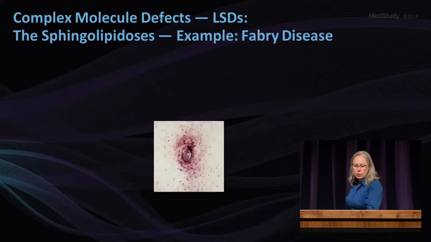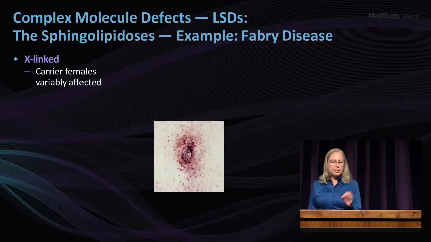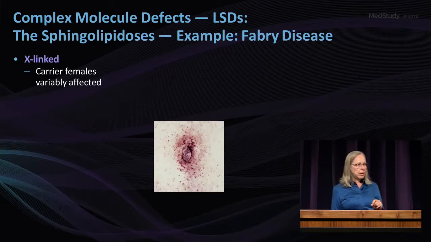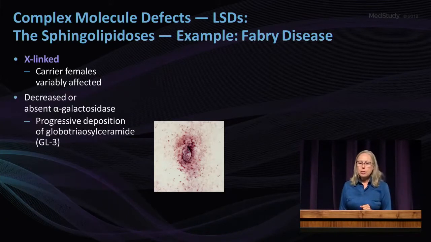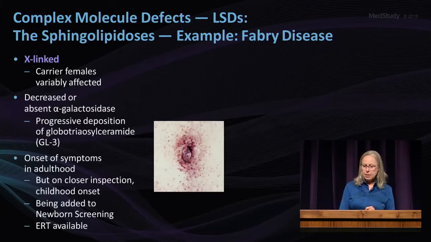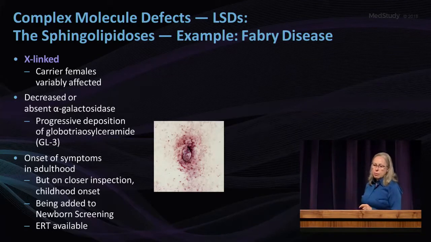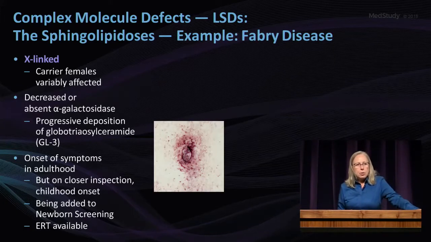Fabry's is another sphingolipidosis. It's X-linked. Carrier females are variably affected, again, based on X inactivation. It's due to decreased or absent alpha-galactosidase, and it gives you progressive deposition of this GL3. The onset of symptoms is usually in adulthood. However, within normal limits, the WNL also means we never looked.